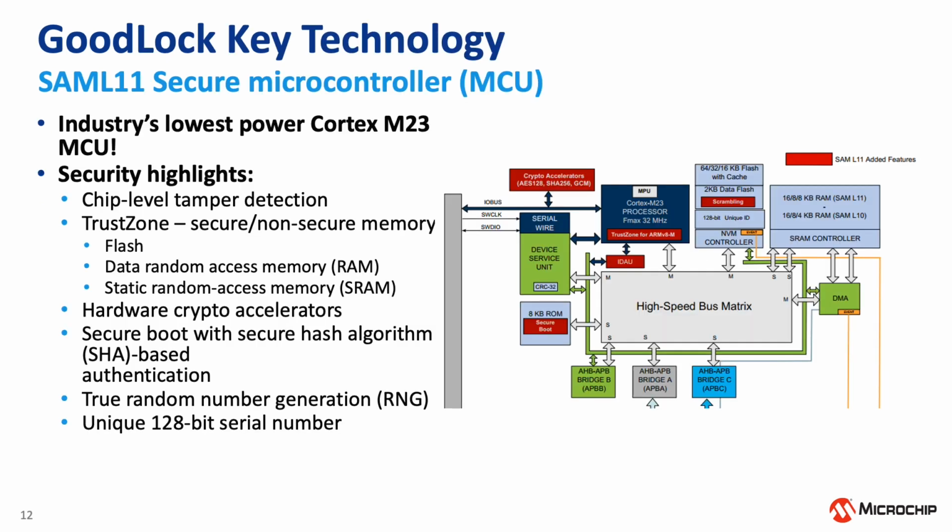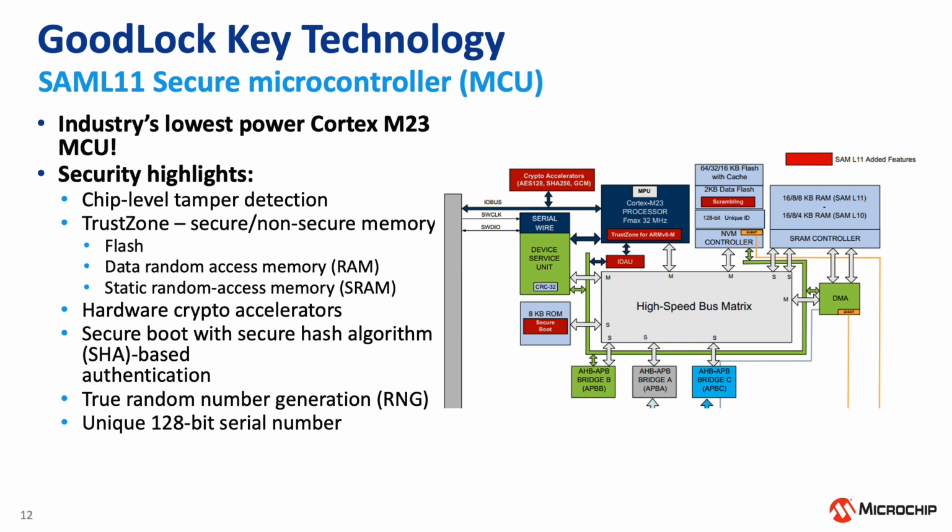Okay, now that we've got some high-level concepts out of the way, we can finally talk about the hardware. The SAM-L11 microcontroller is the key technology that makes the GoodLock work. The SAM-L11 is a security-focused microcontroller, and it uses the latest ARM core, the Cortex M23, and it's the lowest power consumption M23 in the world. The SAM-L11 provides physical protective features, including tamper detection and measures to prevent power monitoring and device scanning after decapsulation.